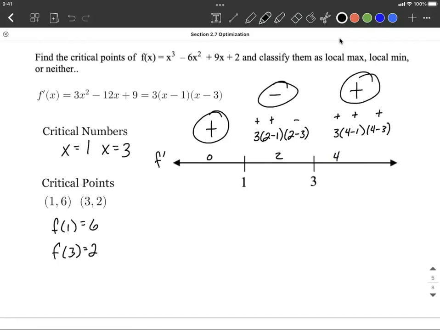Okay, so what's happening on this graph? Well, on this graph, you could say we're increasing to the left of 1, right? It's positive. We're decreasing, and then we're increasing again to the right. So let's try to classify these critical points as maximums or minimums. On the left-hand side, if we increase until we get to 1, and then we decrease after that, that's going to make this critical point 1, 6 a maximum.